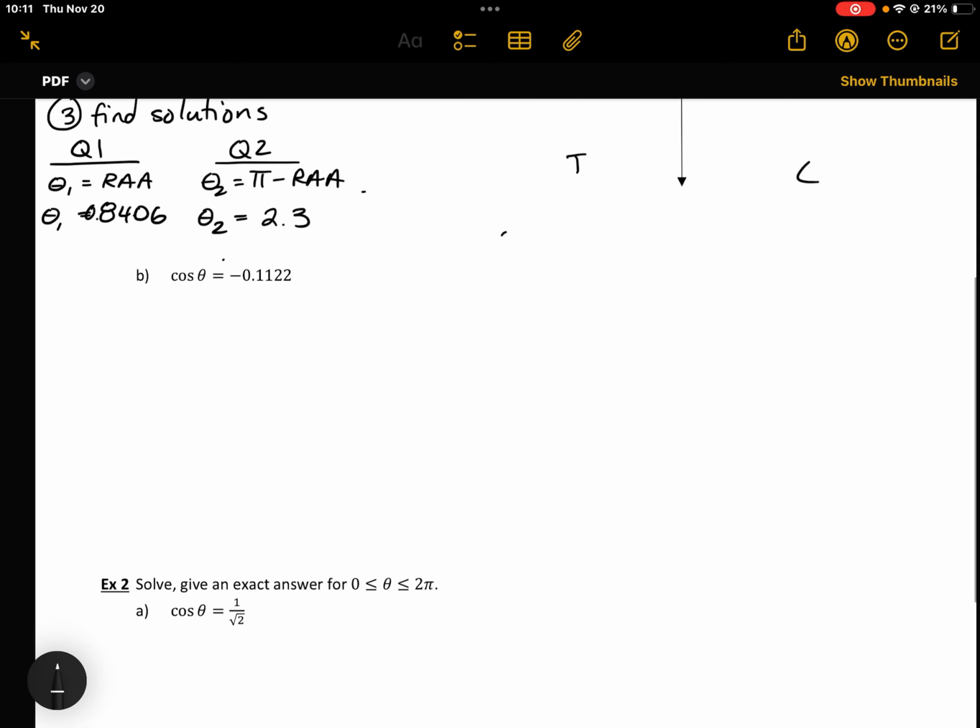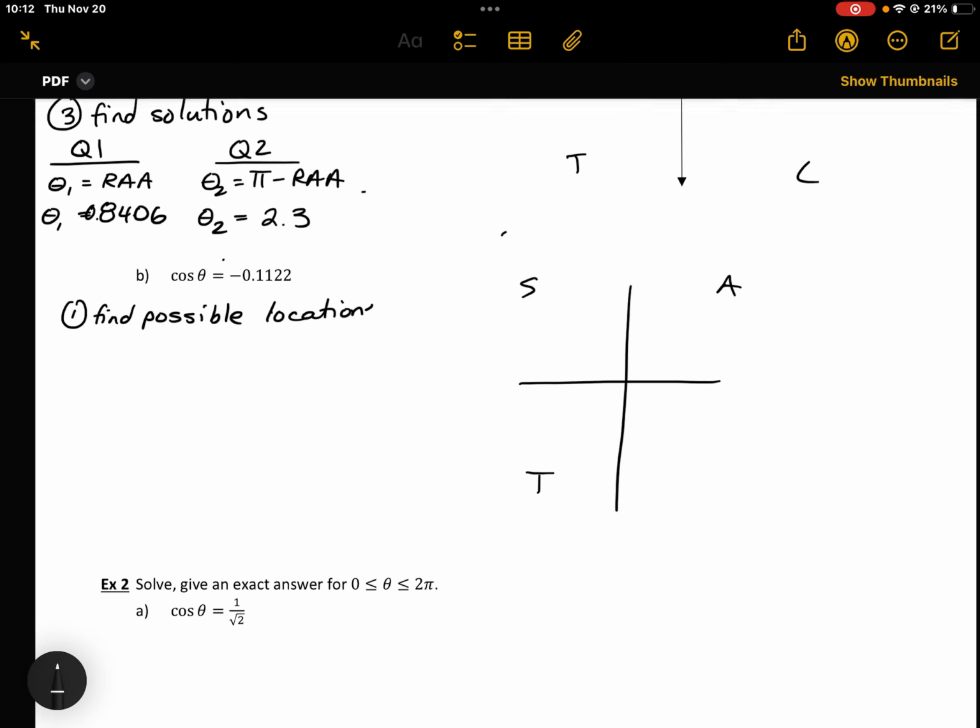So let's try the second example here, which is a cosine. So the first thing that I'm going to do is find the possible locations using the sign of the ratio. So I'm going to draw my quadrants, label them, and then I notice that my cosine ratio is negative, so that means I'm going to have two solutions. One is in quadrant 2, and one is going to be in quadrant 3.